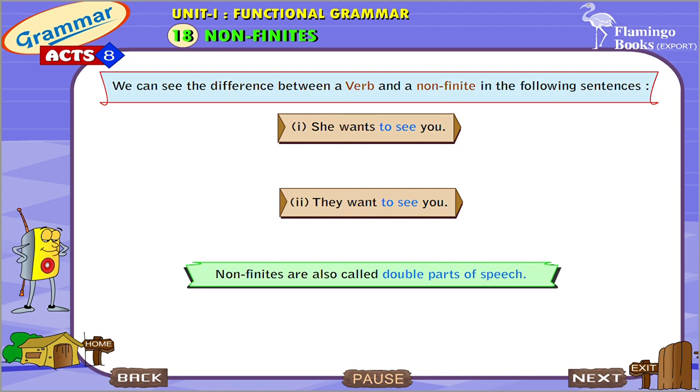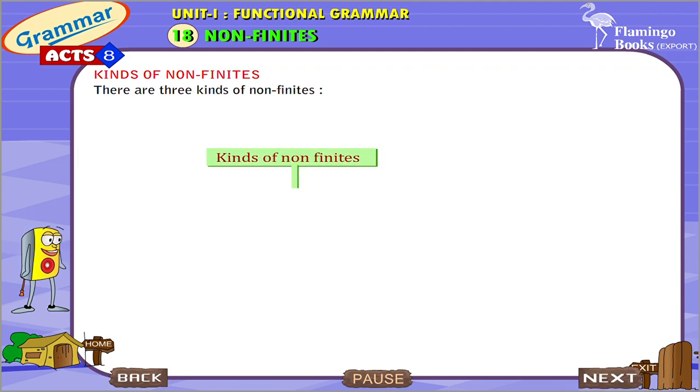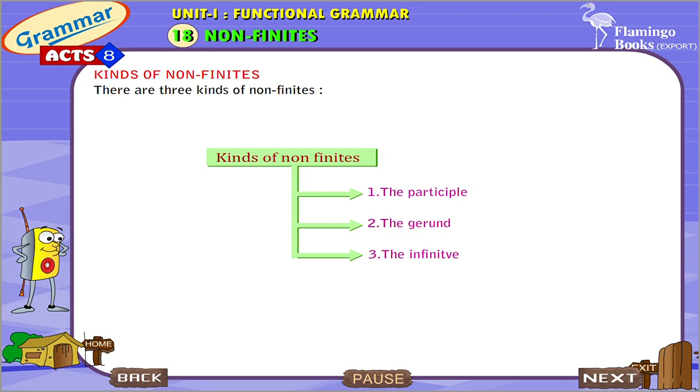Non-finites are also called double parts of speech. Kinds of non-finites. There are three kinds of non-finites: the participle, the gerund, the infinitive.